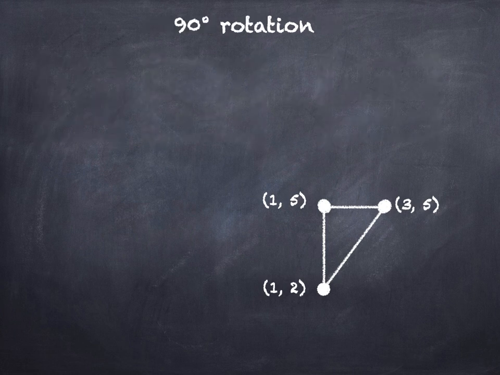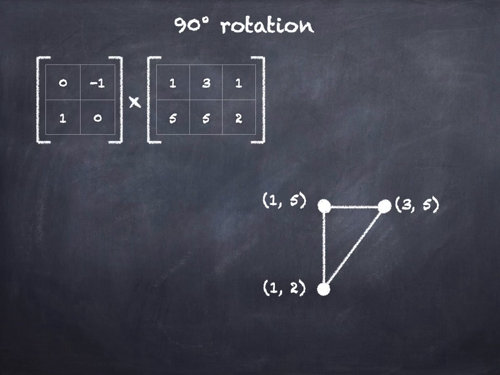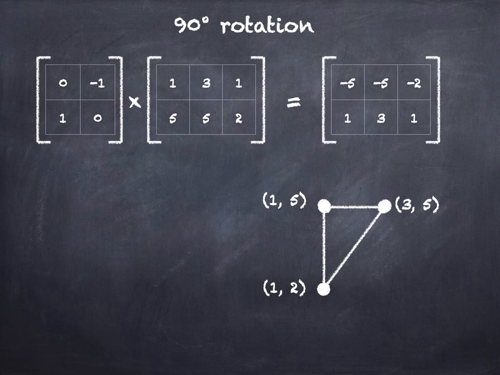Rotation, 90-degree rotation. Once again, turn this into a matrix. Same triangle, same matrix. But for 90-degree rotation, we use this one, 0, negative 1, 1, 0. Okay? What does that equal? Well, 0 times 1 is 0. Negative 1 times 5 is negative 5. 0 times 3 is 0. Negative 1 times 5 is negative 5. First row, third column, 0 times 1 is 0, negative 1 times 2 is negative 2. And you see what that's done? It's effectively taken the y values, made them negative, and dropped them into the x spot.